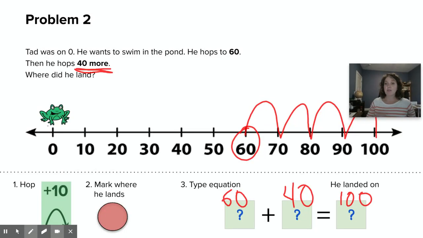100. Now, some of you might have used the strategy I introduced a little bit earlier, where I said, well, you could do 6 plus 4 equals 10. So 60 plus 40 equals 100.